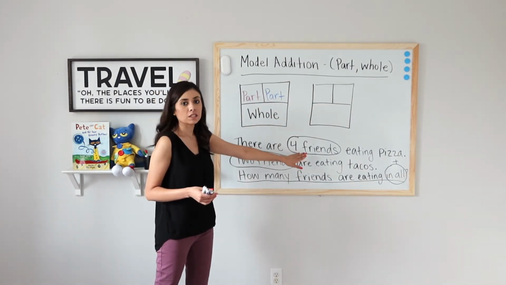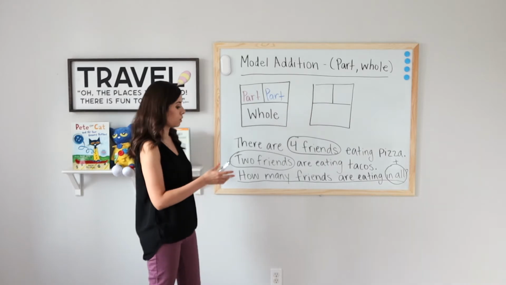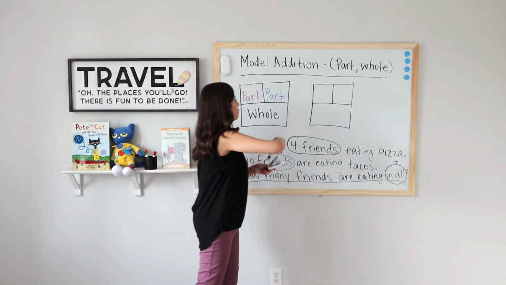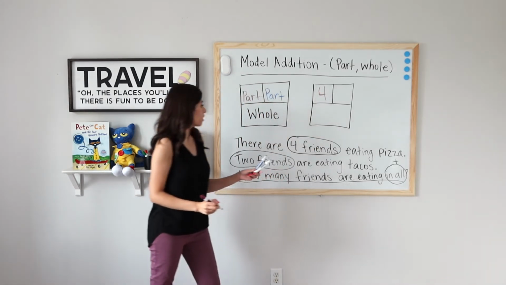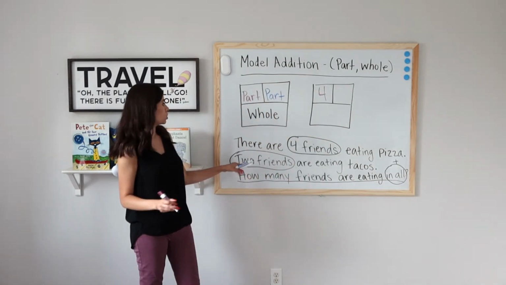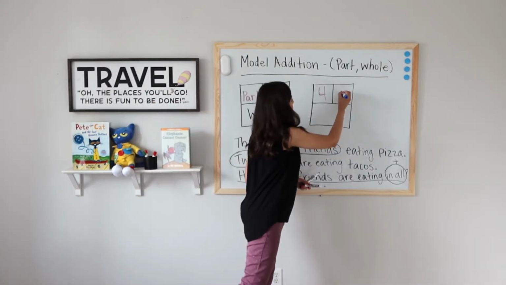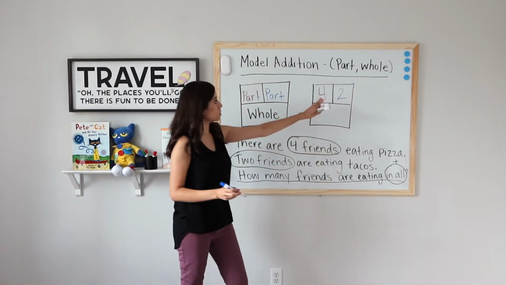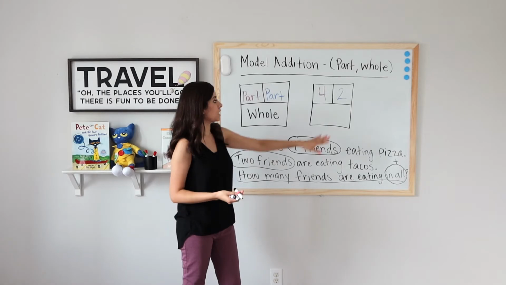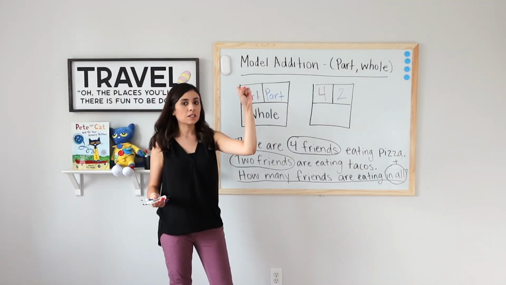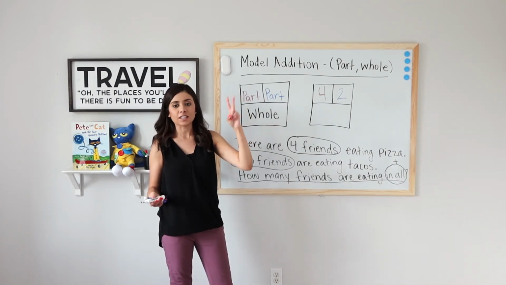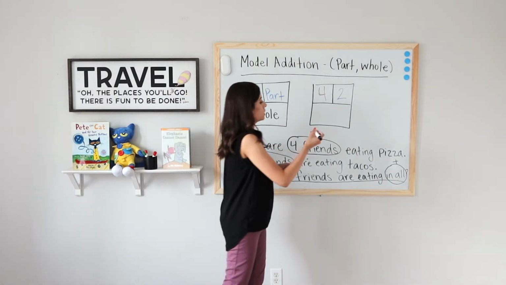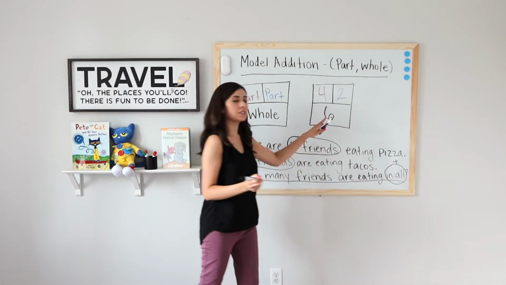So my first part is 4 friends, right? So I'm going to write 4. The second part is 2. Good. And now I'm going to add these 2 together to see what I get as my whole. So let's go ahead and hold up a fist and say 4 and jump up 2. Ready? Begin. 4, 5, 6. So my answer, or my whole, is 6.